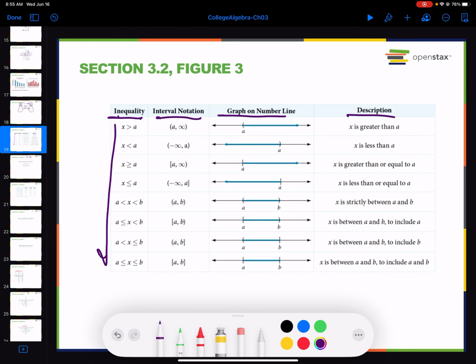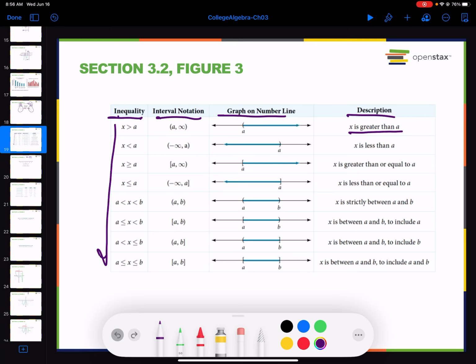Take a look at a few of these. So the first one is saying that x is greater than a. So it's greater than a. It's not inclusive, so that's why we're going to keep the open parentheses. And then it's everything greater than, so we want to make sure that we end it with an arrow indicating that that goes on forever. So our interval for that would be starting at a and going to infinity. Or if you wanted to write that as the inequality, then you'd be saying that x is greater than a.